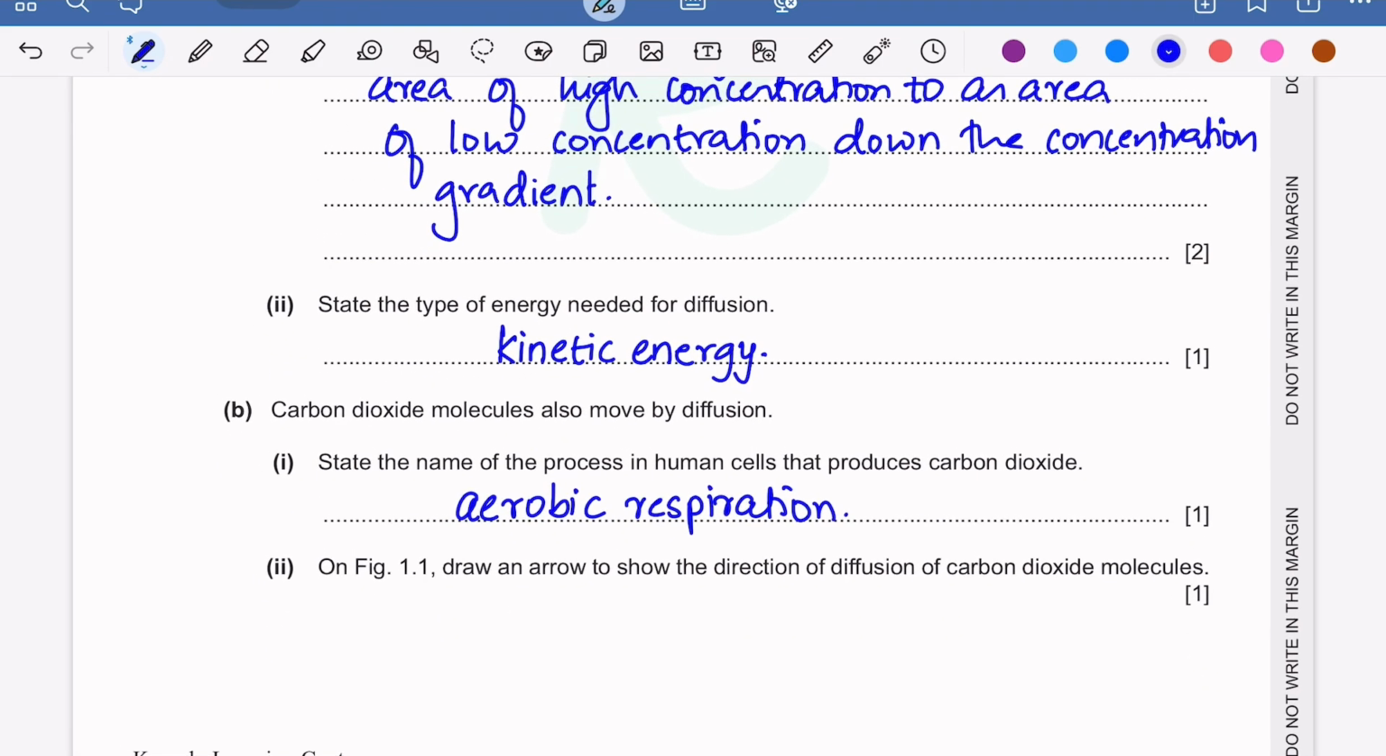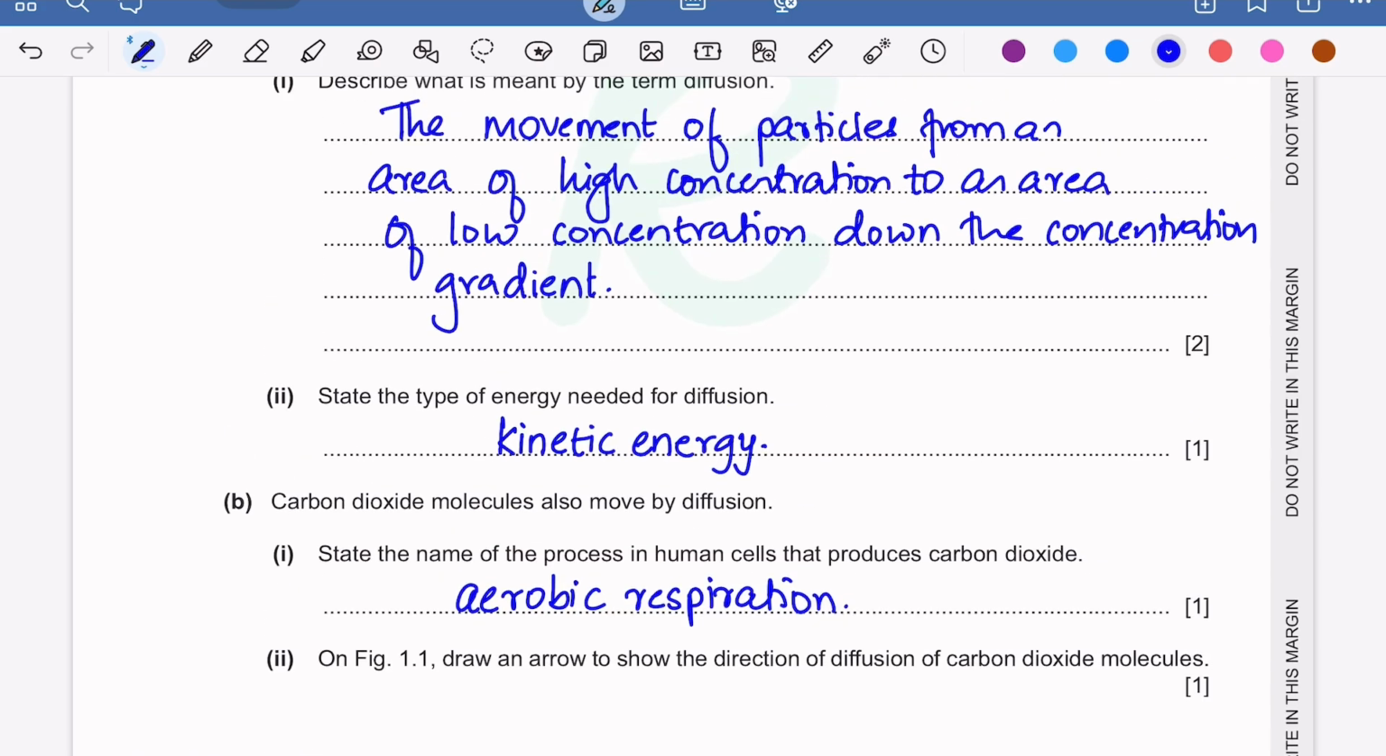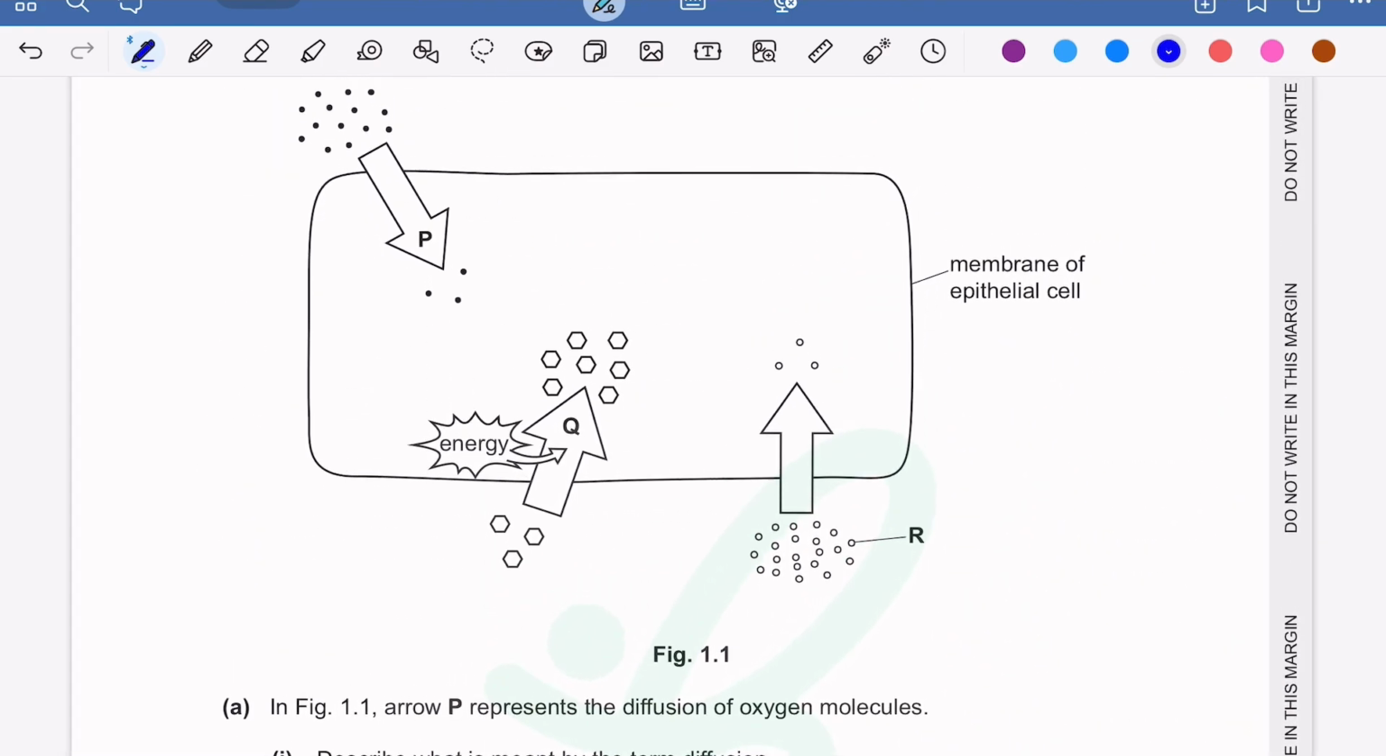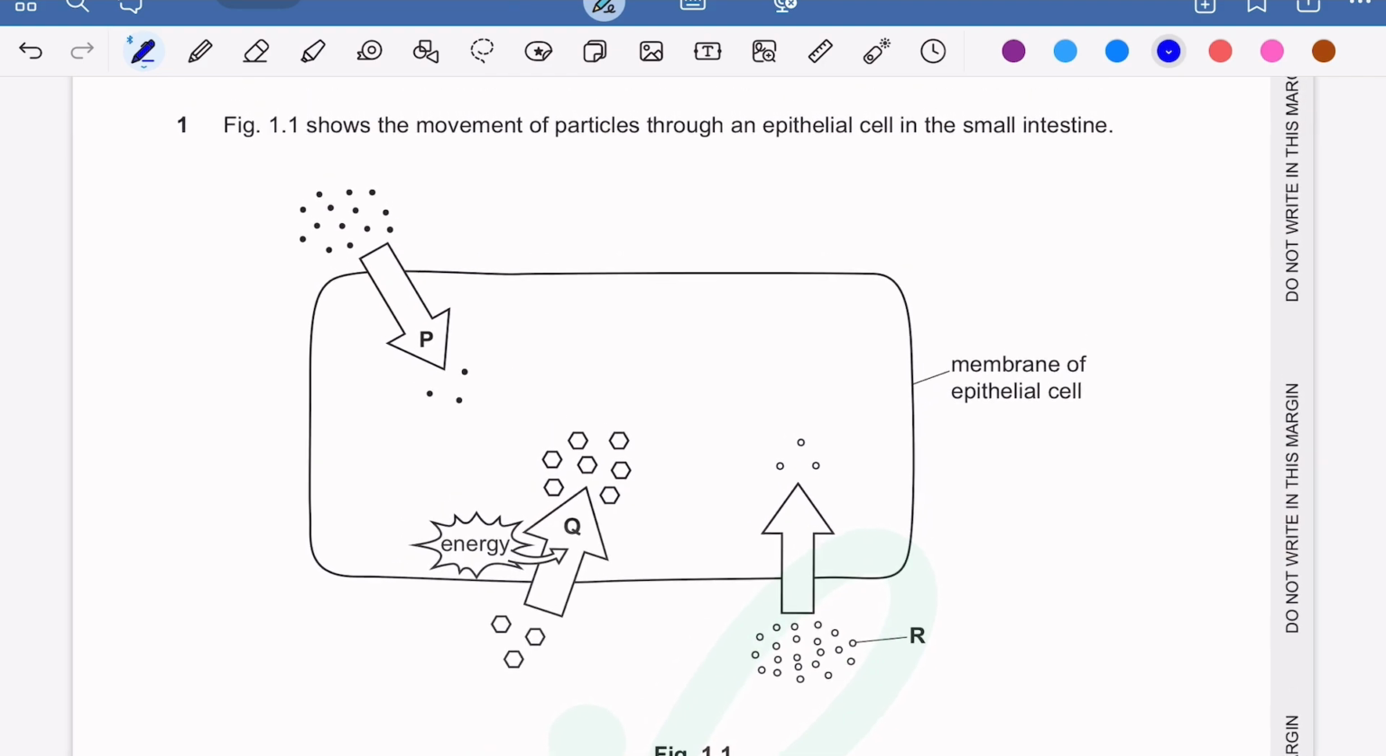Next question. On figure 1.1, draw an arrow to show the direction of diffusion of carbon dioxide molecules. So we know that carbon dioxide will be greater in the cell and lesser in the extracellular matrix. So in that case, the diffusion of carbon dioxide will be outwards.